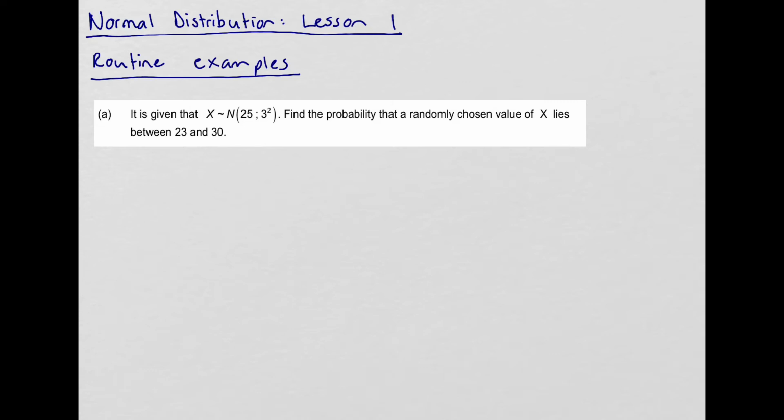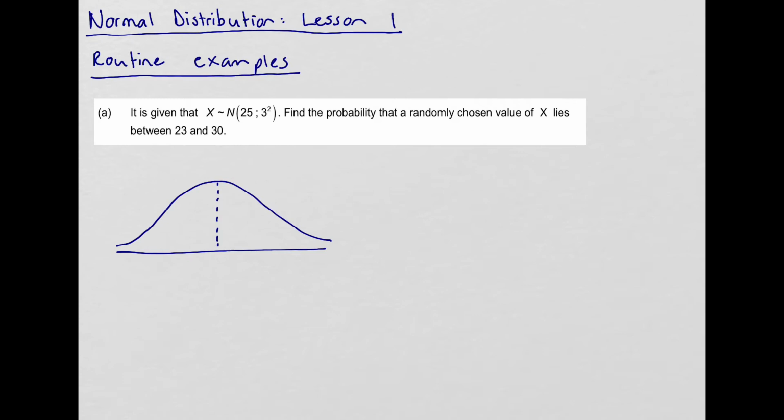It's always a good idea to draw your diagram first. So we draw our normal distribution, and we have our mean in the middle. A good idea is to put your z and x values on the same diagram, so let's start with x, and I'll put the z below that. They've given us a mean of 25. Remember that this value here is your mean, and that's your variance. So the mean is 25, and the corresponding z mean will then be 0.